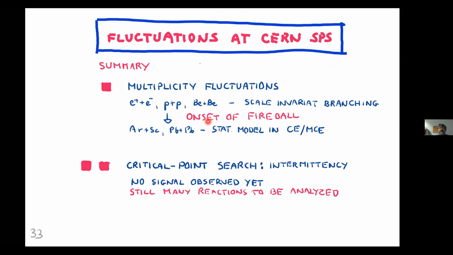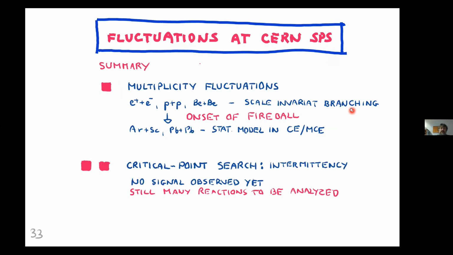So I was talking about the multiplicity fluctuation, mostly about the multiplicity distribution itself. In e+e-, proton-proton, and probably beryllium-beryllium, one can understand it as a superposition of processes in which you have scale invariant branching, which leads to the lognormal distribution. You can then, of course, overlap them, combine, superimpose. You get a broader or narrower lognormal distribution after this process.